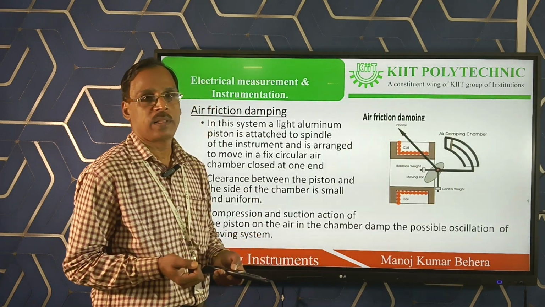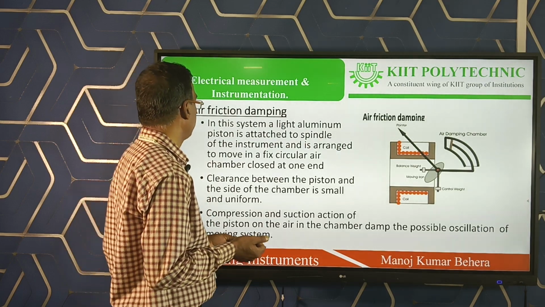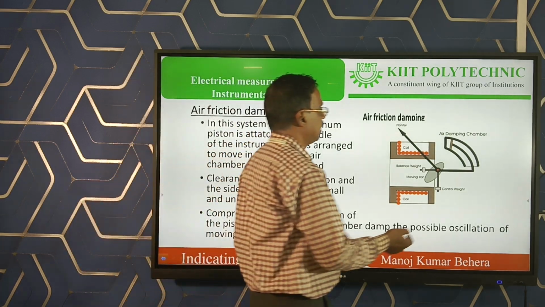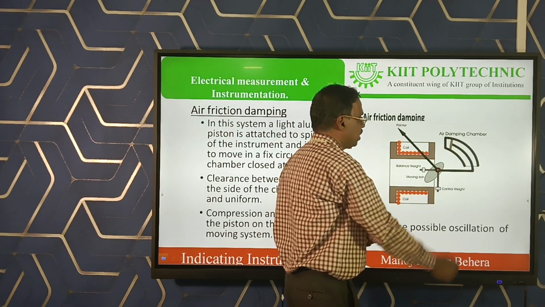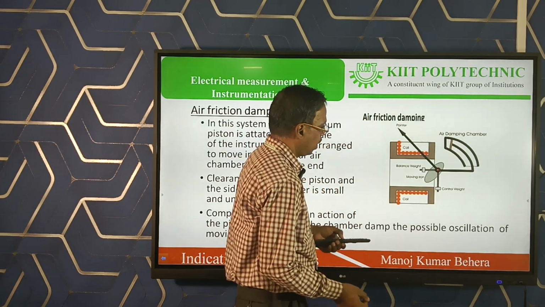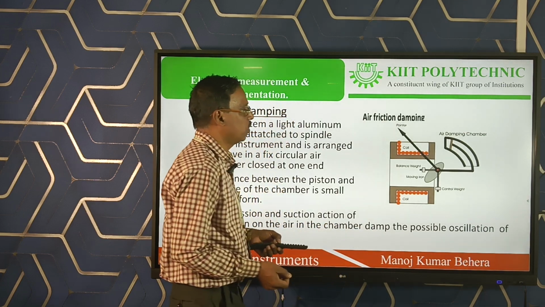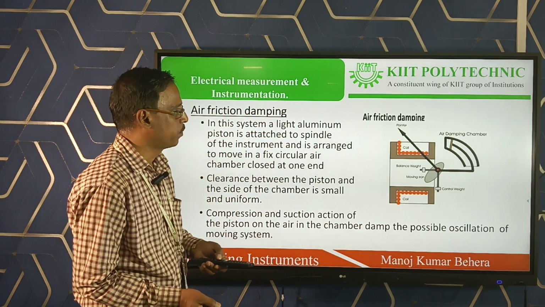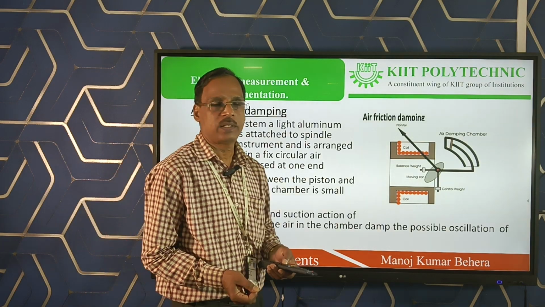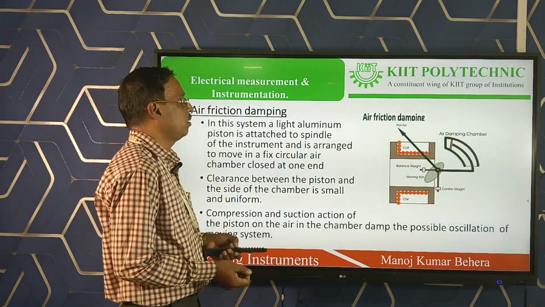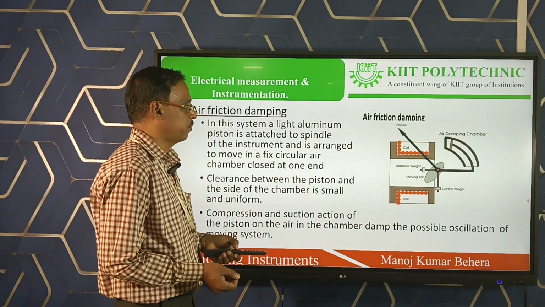Next, the most effective method of damping is air friction damping. In this method we have one air chamber. There is a piston attached inside the air chamber. When there is a movement of the pointer, this piston moves inside the air chamber. Due to compression and expansion of the air inside the air chamber, vibration of the pointer stops.